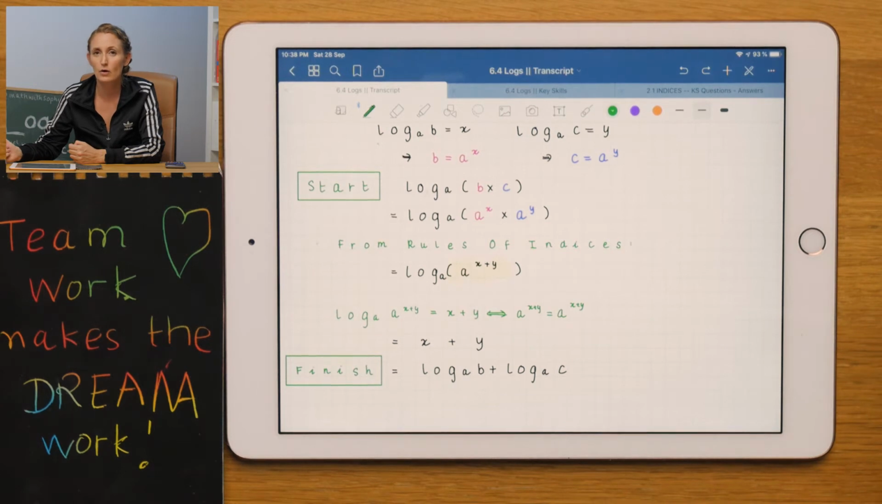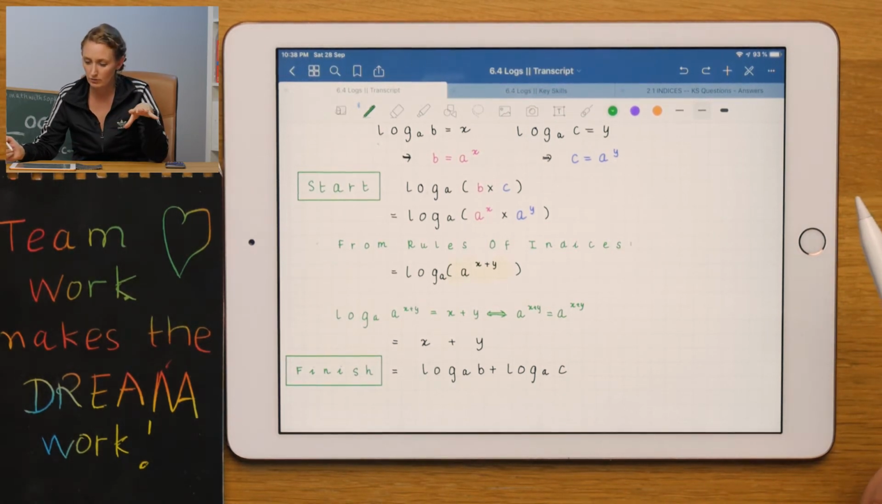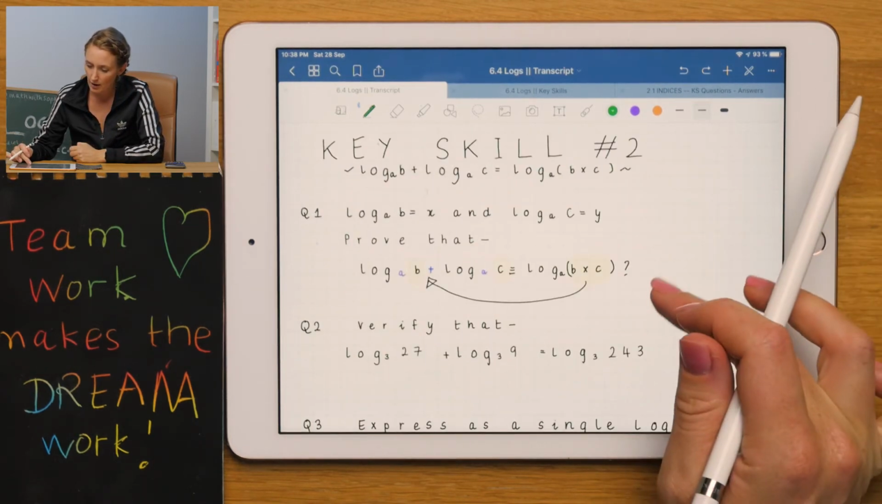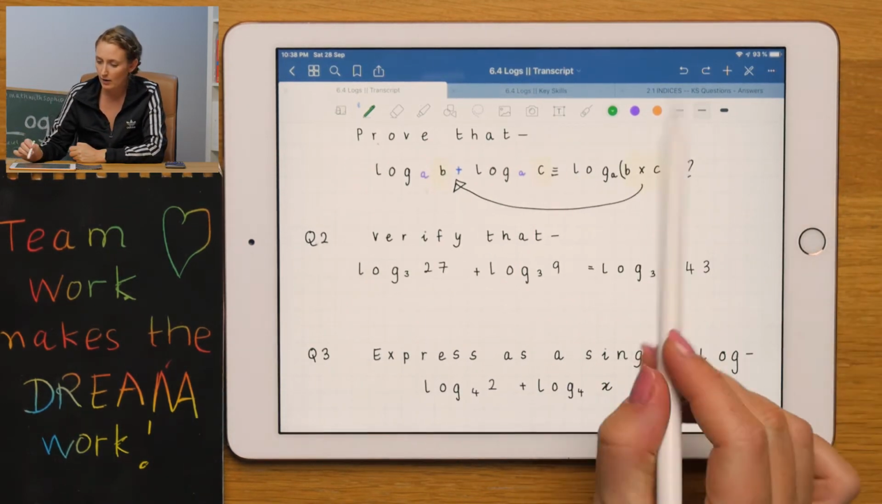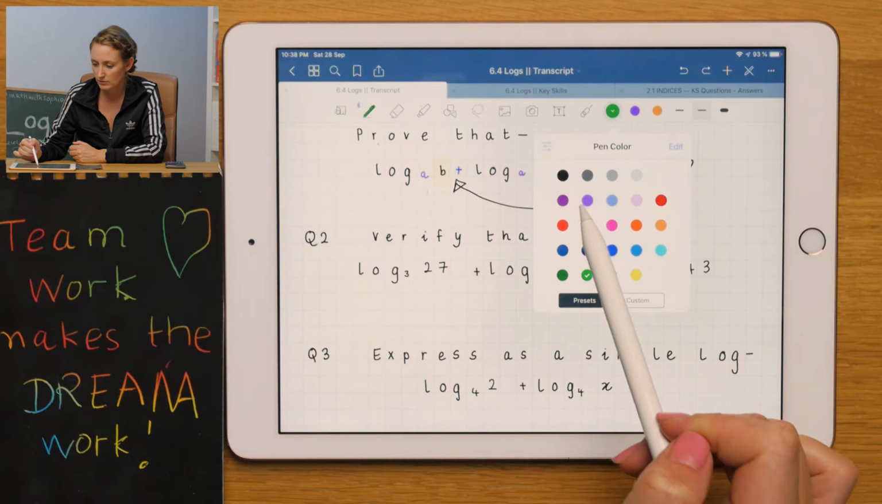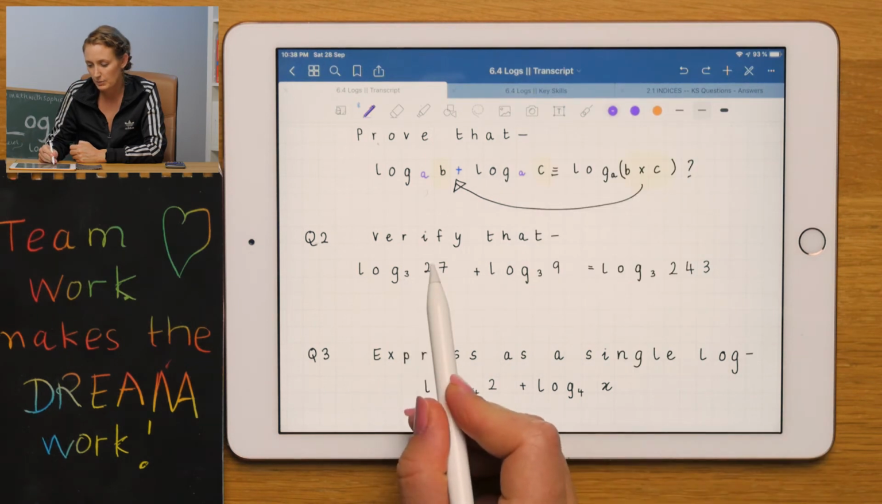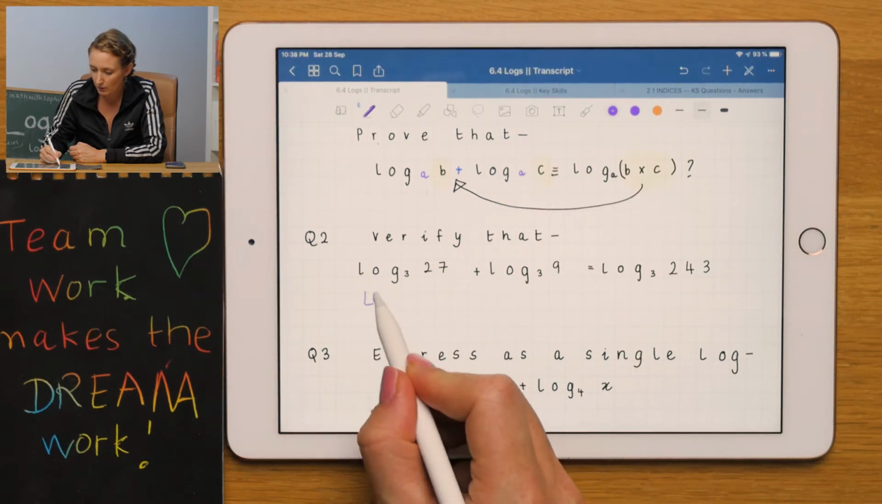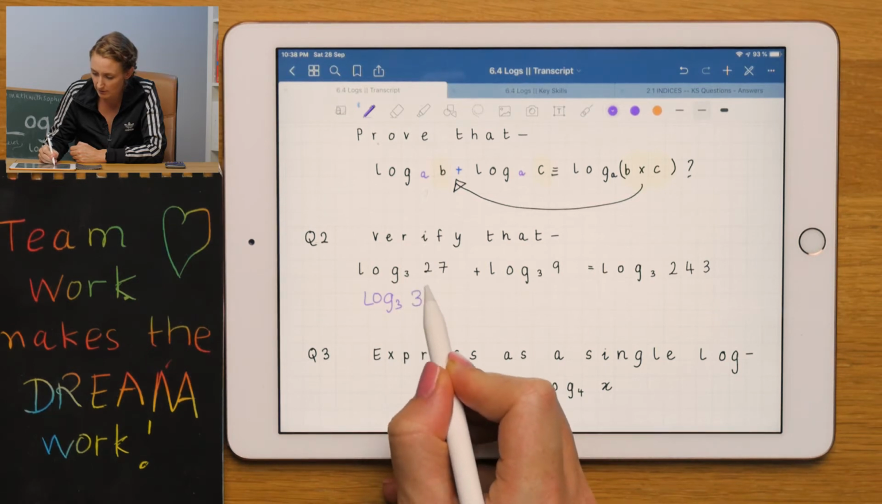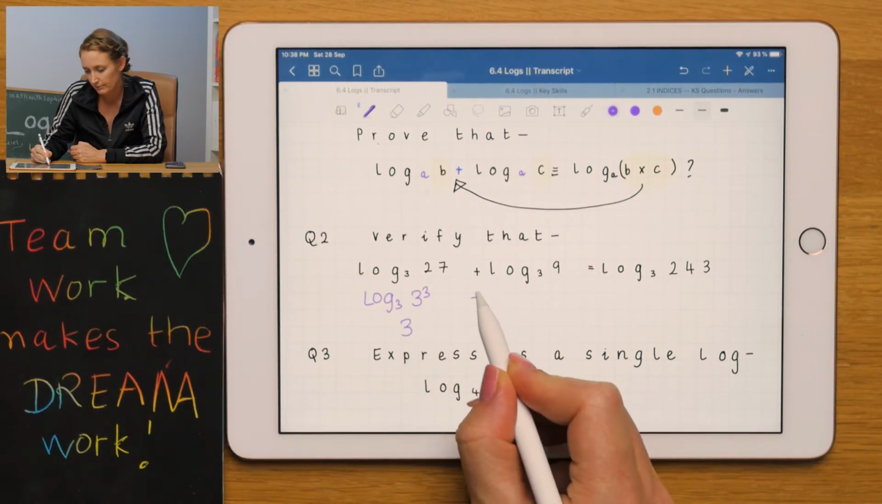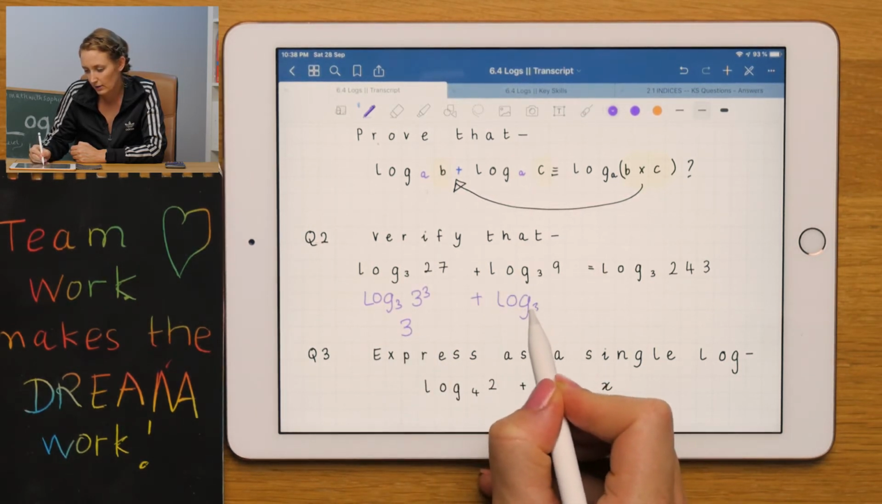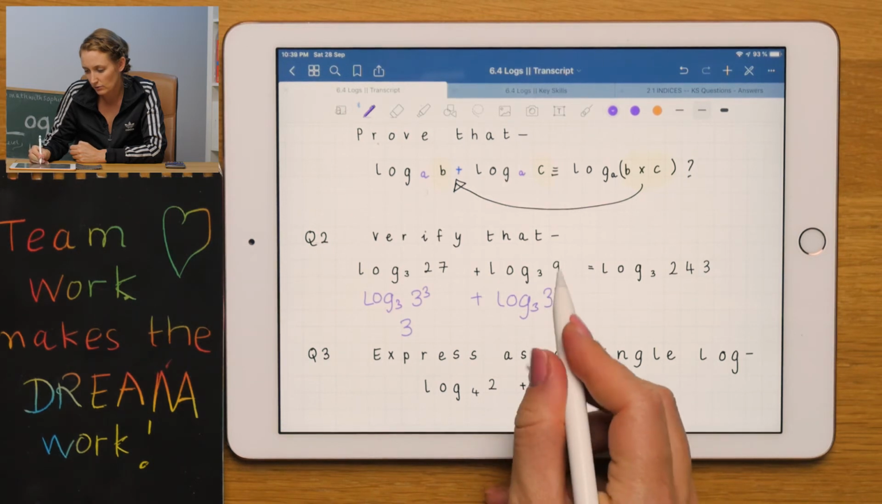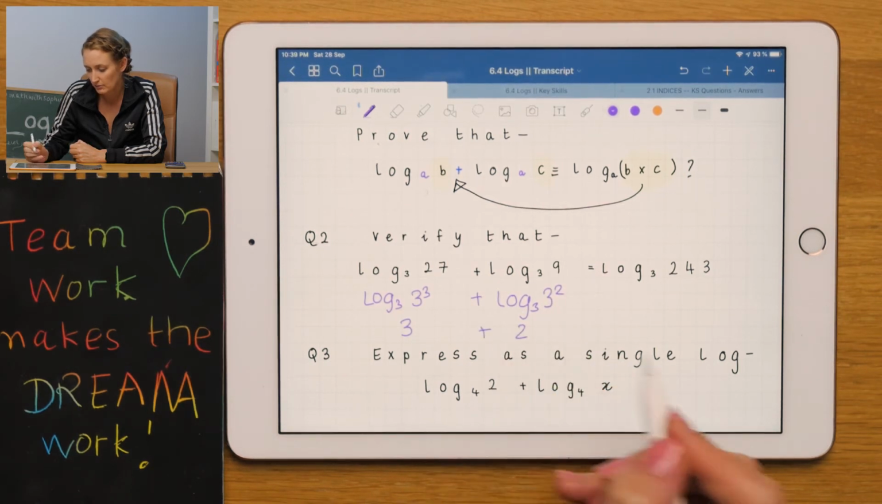If that's a little bit complicated, don't worry too much, stick with me and we're going to do some practical examples now. Okay, so how would this look with numbers? Log 3 to which power would be 27? Well, we know that this is the same as 3 cubed, so that would be 3. Now here, this would be the same as 3 to the power of 2. 9 is 3 squared, so that would be the same as 2.